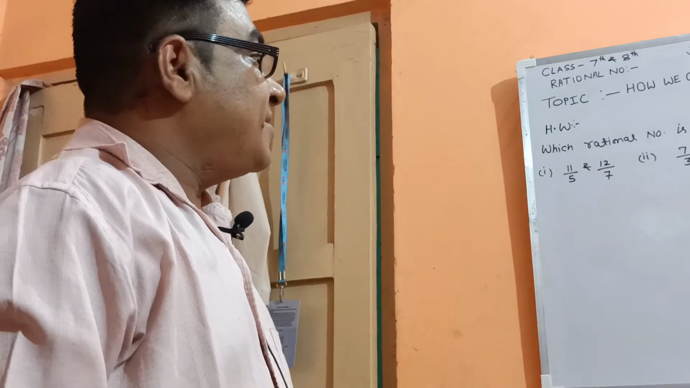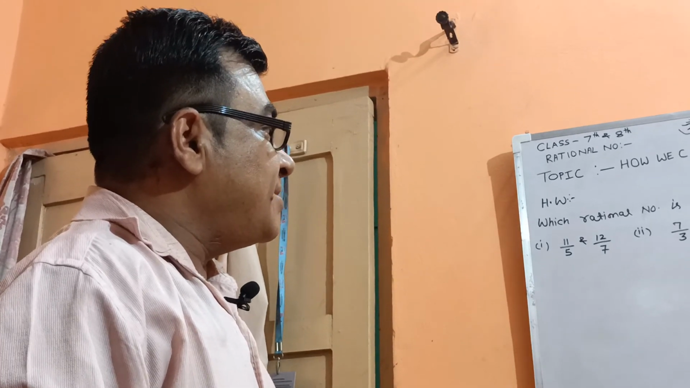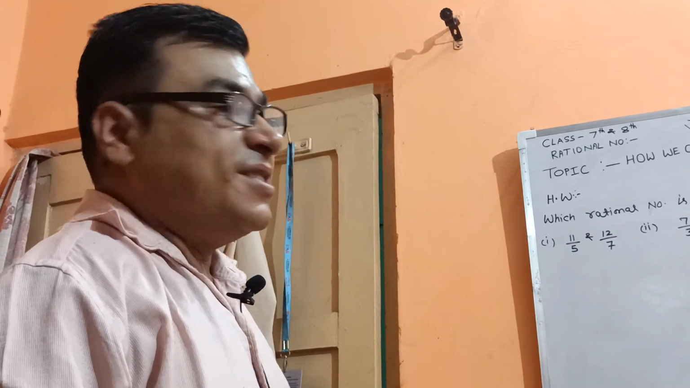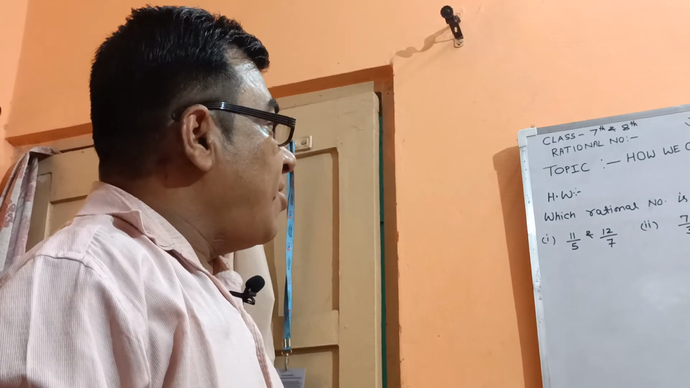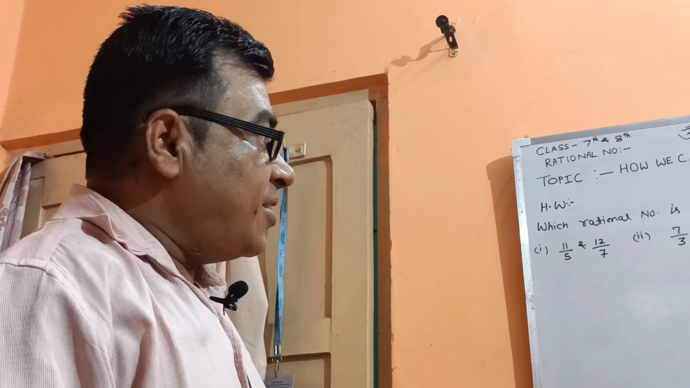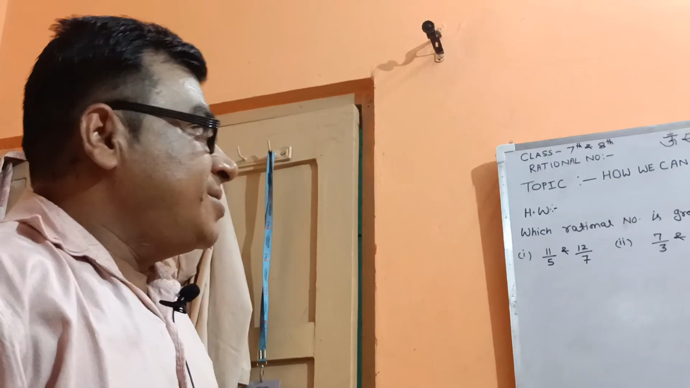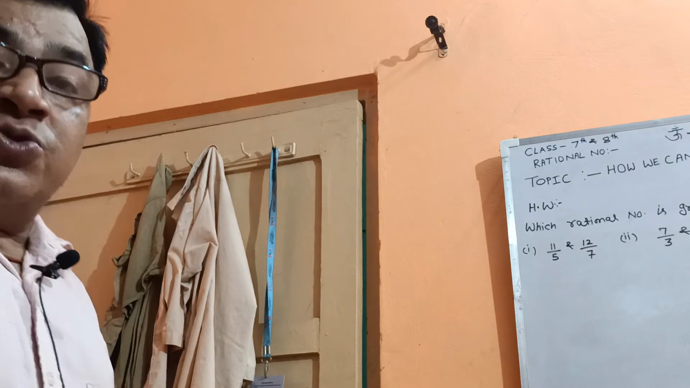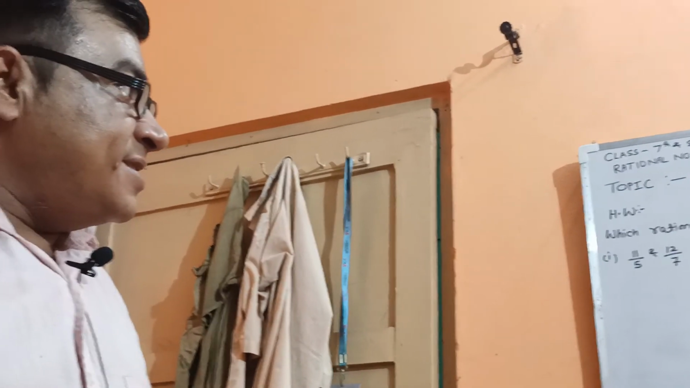If all the students solve these 4 questions, then I think they will have full command of the rational number topic, and of which rational number is largest. In the next class, we will discuss how two rational numbers can be added, subtracted, multiplied or divided. We will discuss the addition of two rational numbers and the subtraction of two rational numbers.